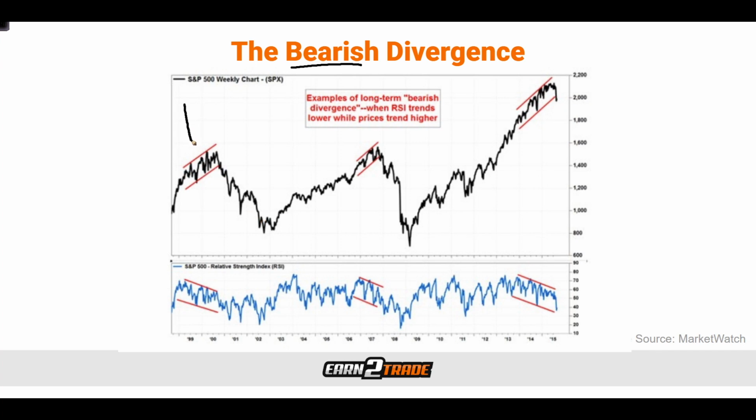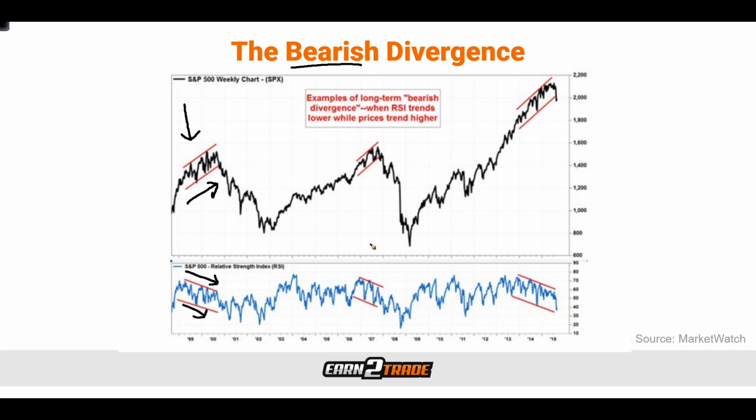So starting over here on the left, we can see that prices are going higher. We're seeing the lows get higher, and we're seeing the highs get higher. Now, during the same period of data, instead, with the RSI, we're actually seeing the highs get lower, and we're seeing the lows also get lower. So we have ourselves a divergence, and it's considered to be a bearish divergence because it's expected to cause bearish activity after this has occurred.